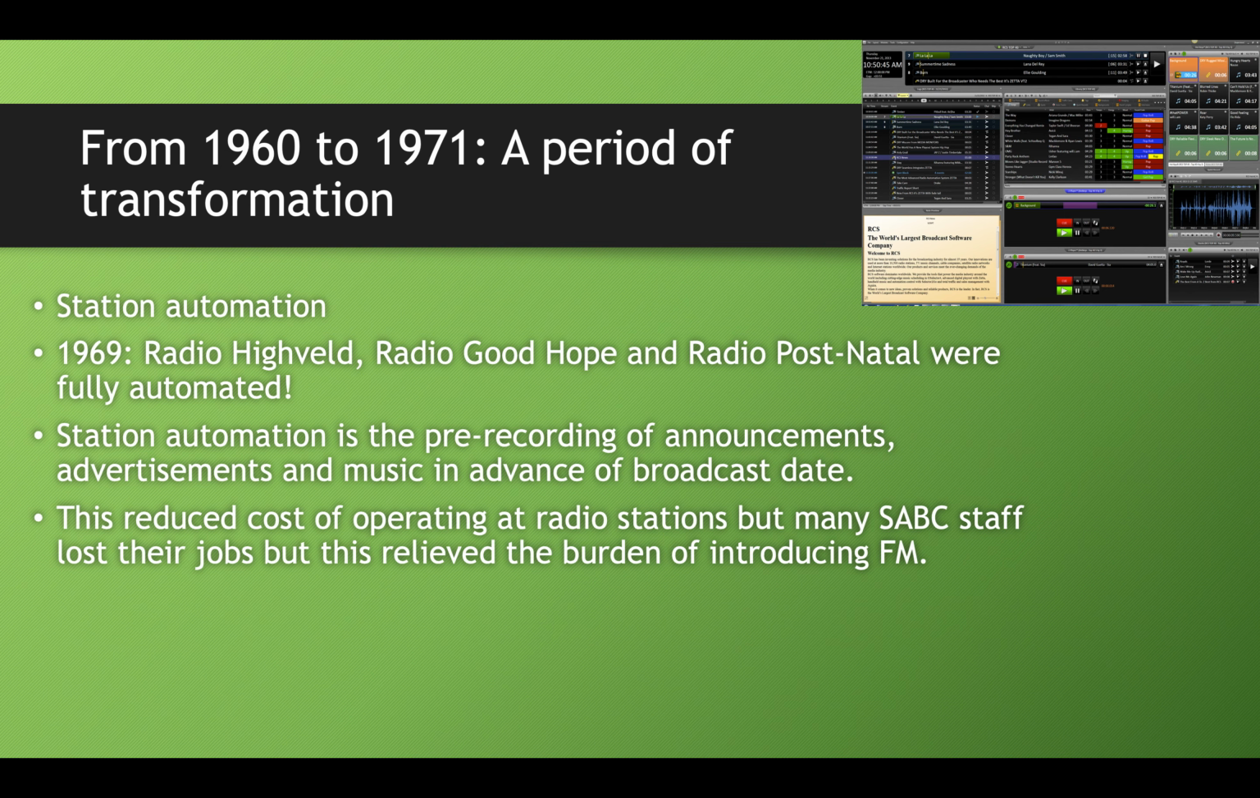The second transformation would be station automation. And the radio stations I mentioned in the slide were fully automated. It's quite cool. We have it even today: you select exactly what you want, the announcements, the advertisements, the music, the news, and it'll just click the button and be in that pre-order. It's just going to have all of those things automatically playing day and night. It's going to reduce the cost of running a radio station, cutting costs for SAB staff, which is why they lost their jobs. But this relieved the burden of introducing FM.